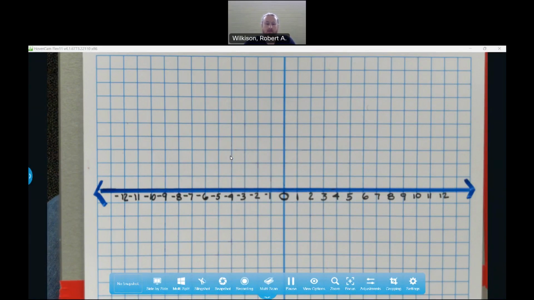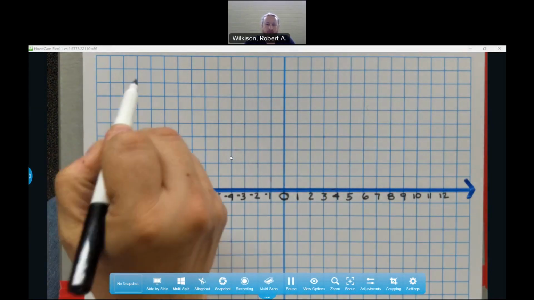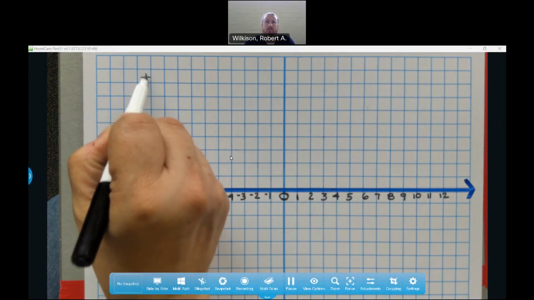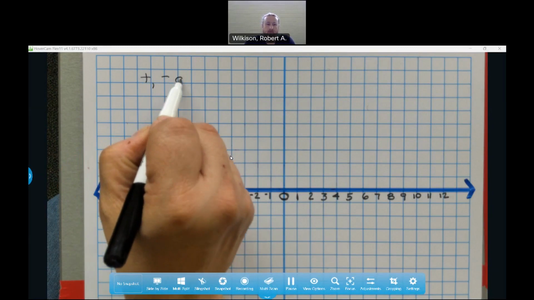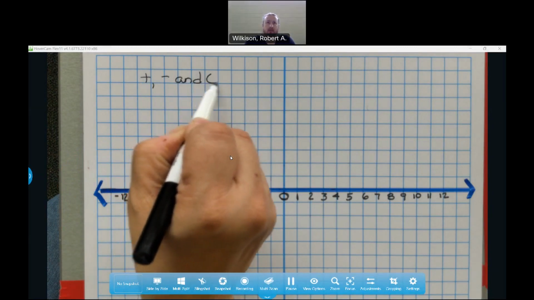Today we are going to talk about integers. So the first part of integers is what they are, and integers are positive numbers, negative numbers, and zero. So they are the numbers we count and add and subtract with.